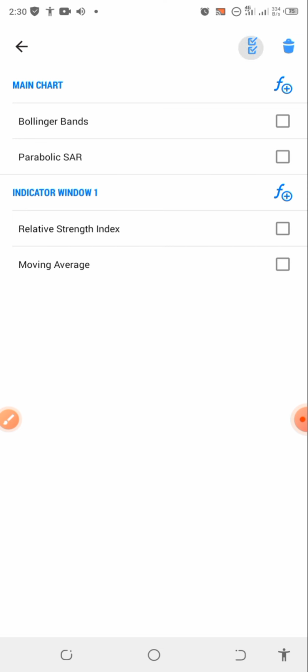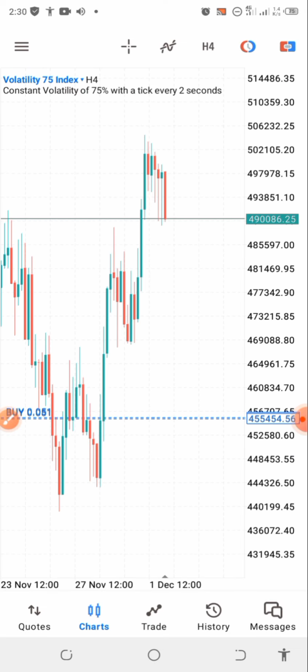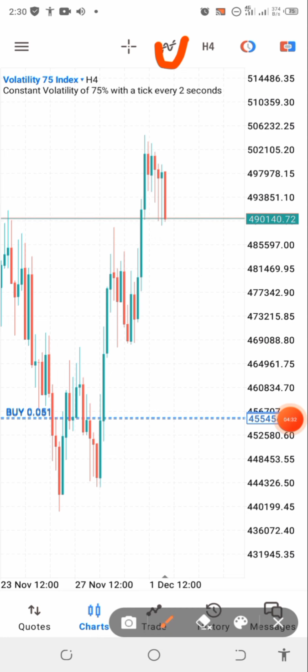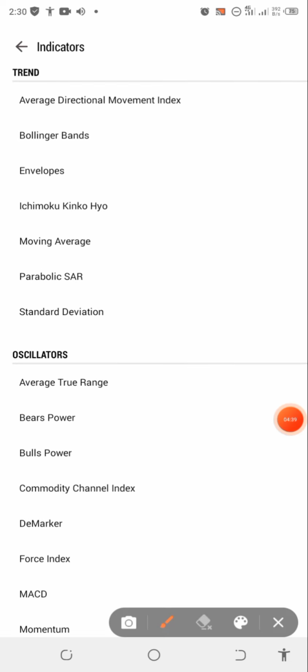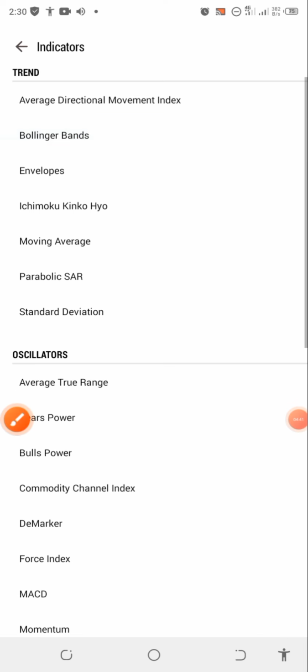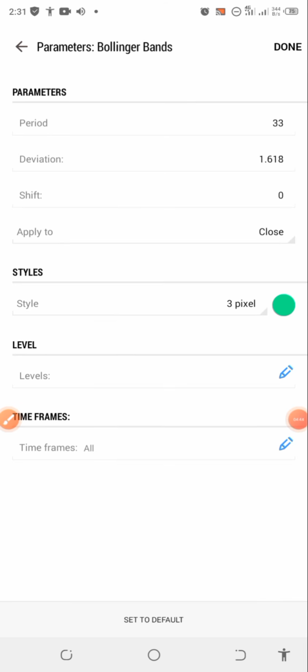So now I'm first going to delete everything, then we are going to start from scratch. The first thing you want to do is just come down here and click on the F plus. Then you want to search for your Bollinger Band, which you can see right here. This is the Bollinger Band. When you click on it, these are the parameters for the Bollinger Band.